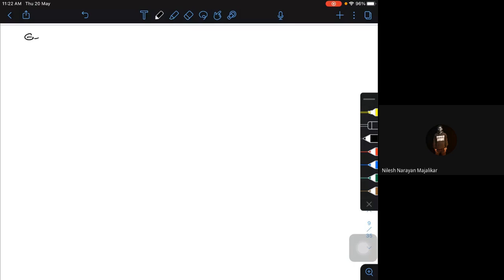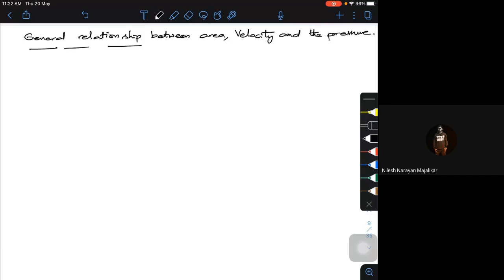The general relationship between the area, that is the cross-sectional area, the velocity and the pressure in a nozzle flow. So this is the relationship we have.